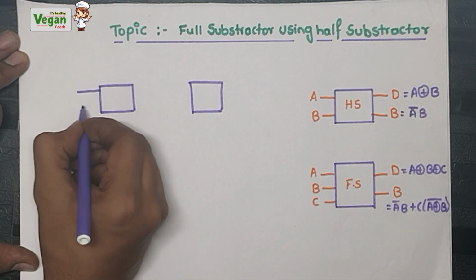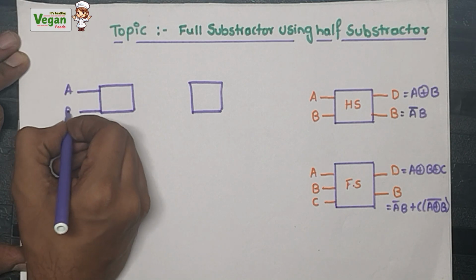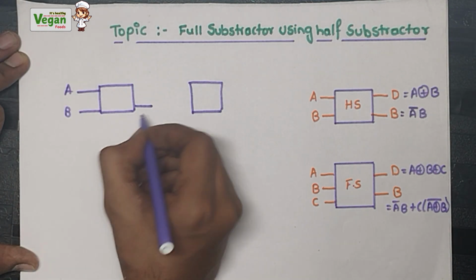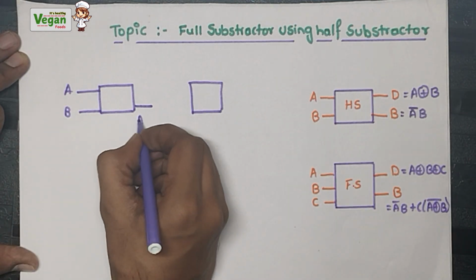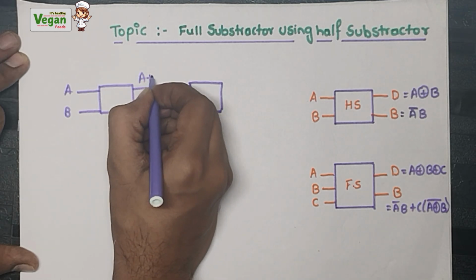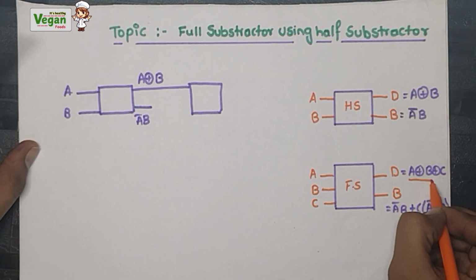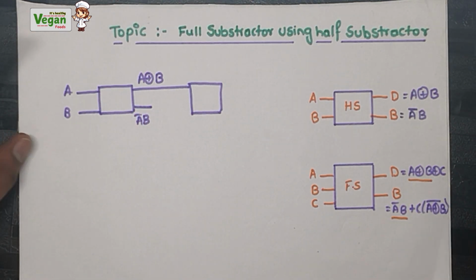Now let us give the inputs to the first half subtractor, that is A and B. What will be its output? First, the borrow will be A bar B and the difference will be A XOR B. So if you see the full subtractor formula, up to this point we have constructed A XOR B and A bar B. This much we have constructed.